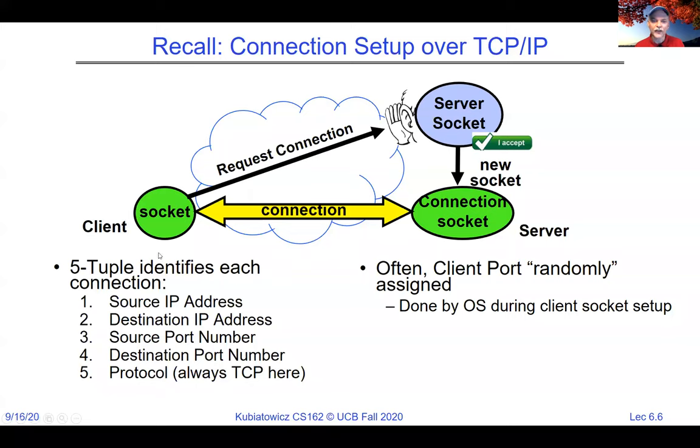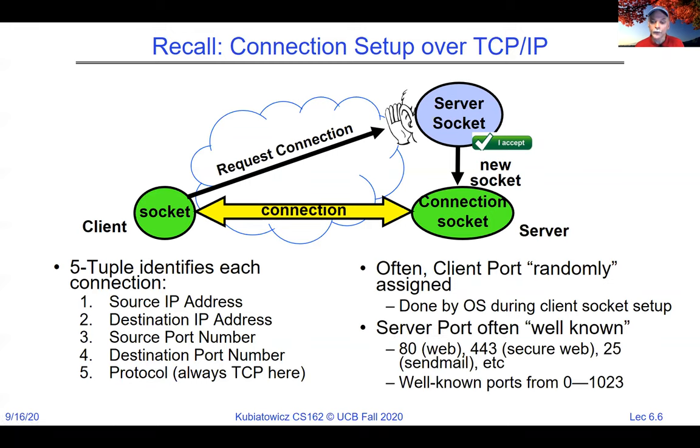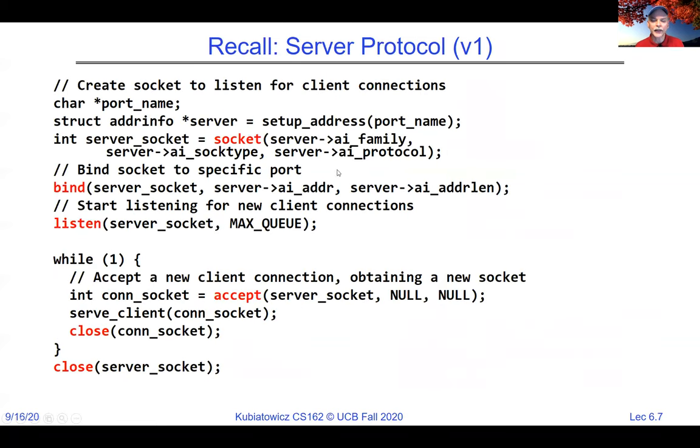And the client side of this socket often has a random port, and that's why, in fact, you can have multiple tabs on a browser that all connect to the same website and act independently. On the server side, you have well-known ports like 80 for the web or 443 for a secure web, 25 for sendmail, et cetera. And the well-known ports are all from 0 to 1024.